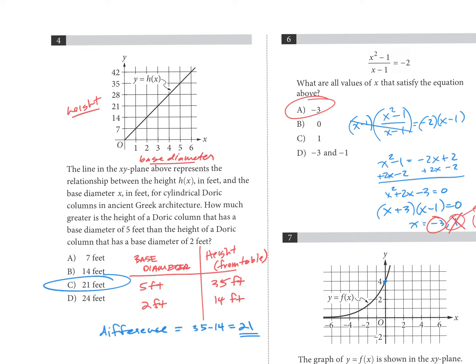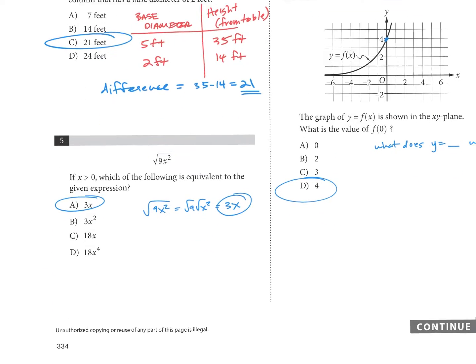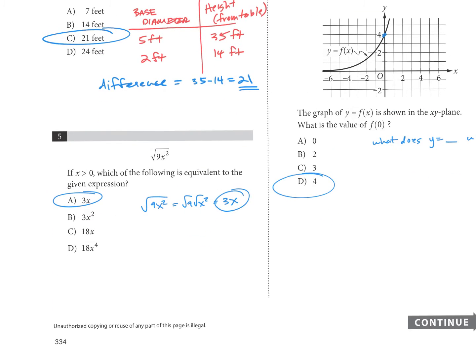I employed a strategy of just organizing in a table. I chose to make one column base diameter and the other column the height. If the base diameter was 5, I could see that corresponds to a height of 35. So that's what I wrote here. And if the base diameter was 2, that corresponds to a height of 14. So the difference in height is going to be 35 minus 14, or 21 feet.